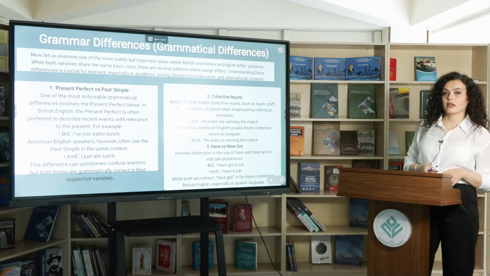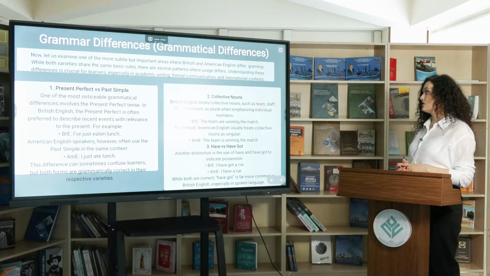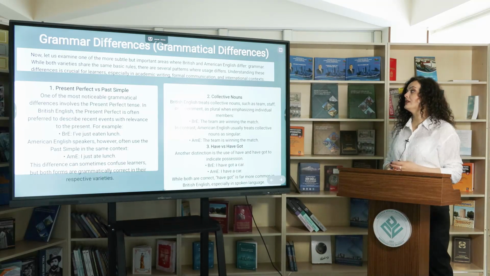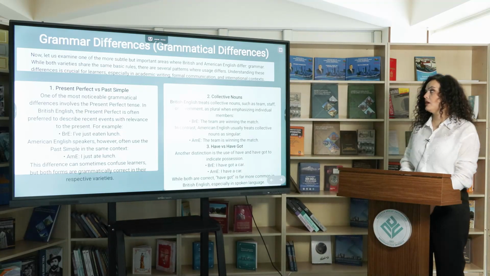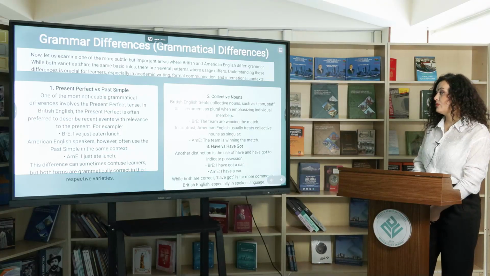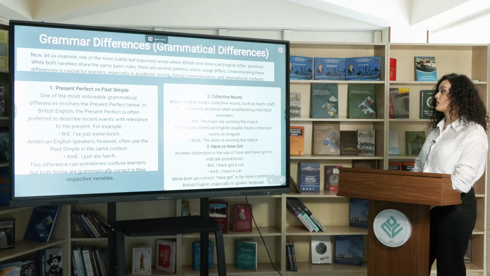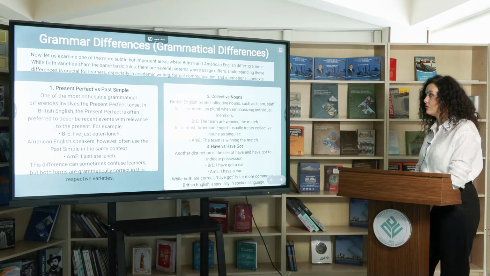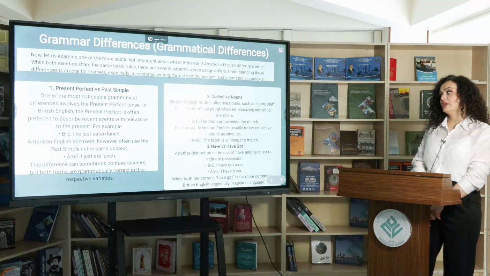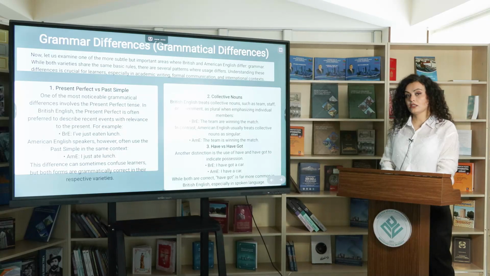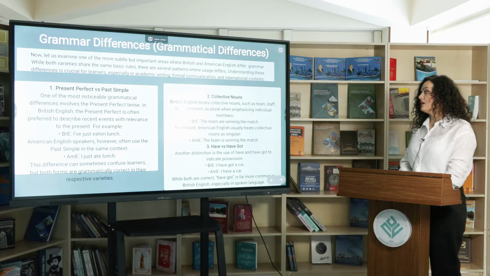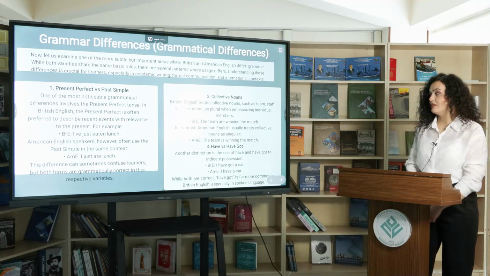British English treats collective nouns such as team, staff, or government as plural when emphasizing individual members. For example, in British English, they say, the team are winning the match. In contrast, American English usually treats collective nouns as singular. They say, the team is winning the match.